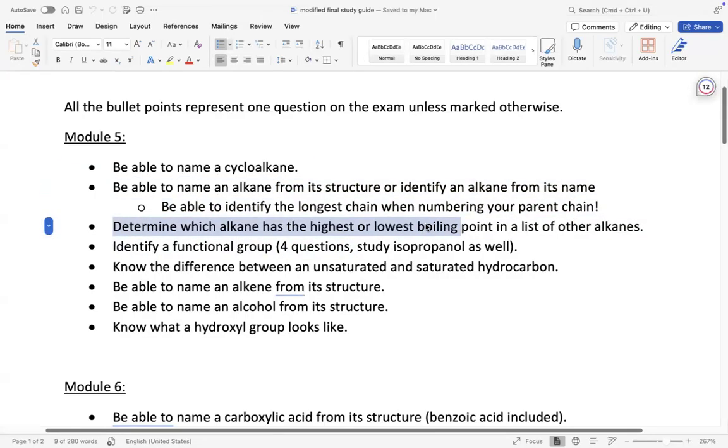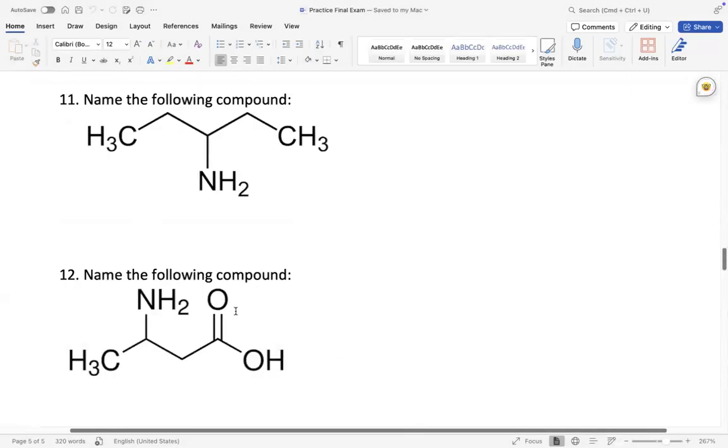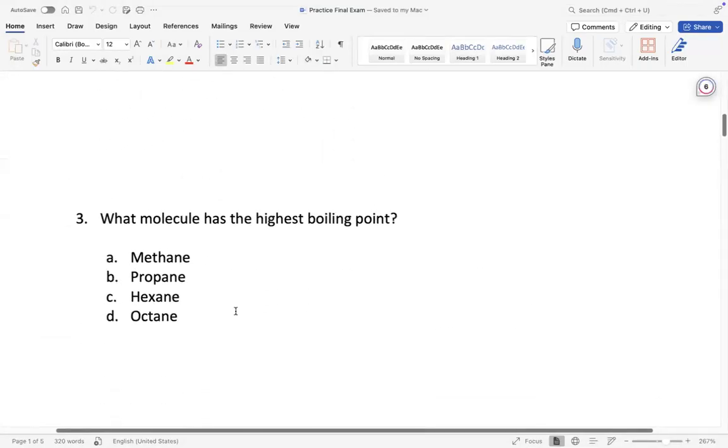Determine which alkane has the highest or lowest boiling point in a list of other alkanes. That looked like that very first one that we talked about where I said we were comparing all the same. That was number 3 here.